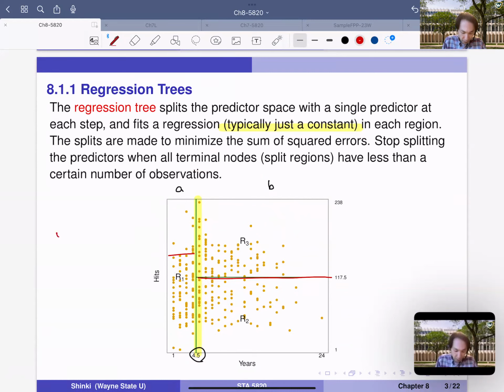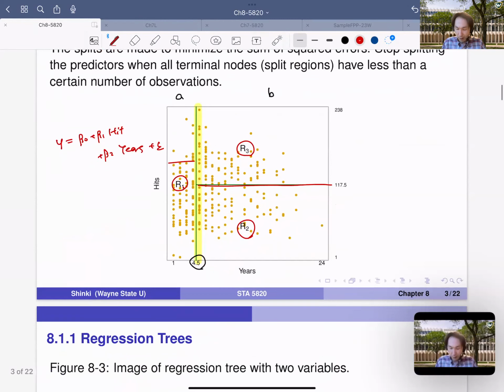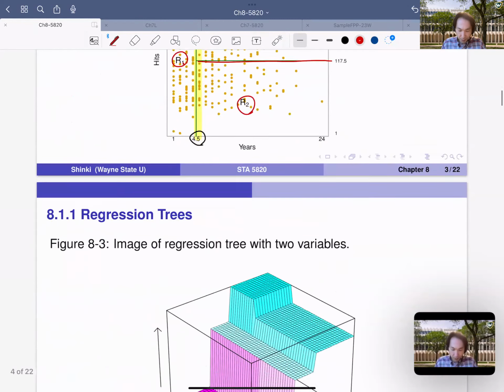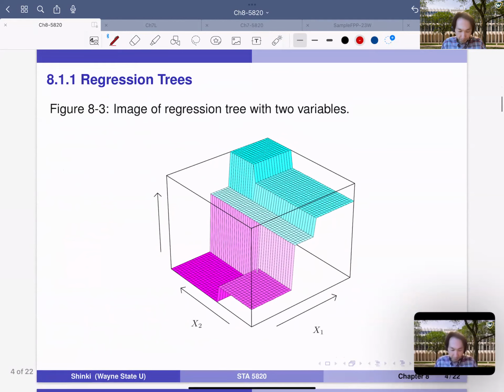For example, y is equal to beta naught plus beta 1 times number of hits, plus beta 2 times number of years. But in such a case, probably this function is not continuous on the entire space, right? So we determine this regression model for this region and this region and this region independently. So we have some contradiction on the boundary between R1, R2, and R3. So that's why probably people don't really care too much about it, and we fit just a constant.